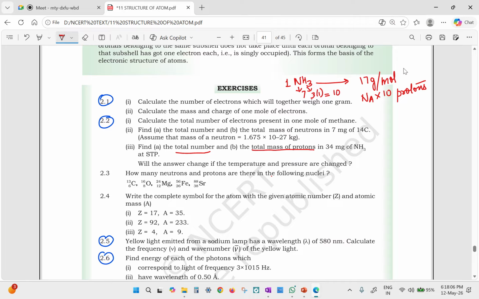In 17 grams, there are first of all Avogadro number of molecules. Each molecule has got 10 protons. So the total number of protons will be Avogadro number into 10, correct? Yes, ma'am. Okay. If 17 grams has got Avogadro number into 10 protons, then 34 milligrams will have how much? Isn't it a direct relationship?